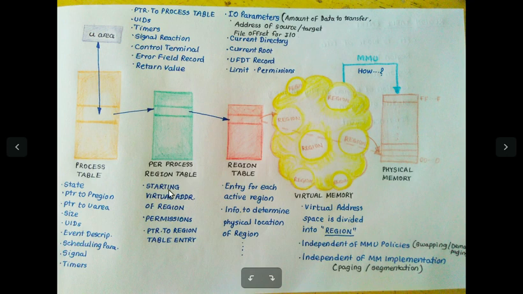So it contains the starting virtual address of the region, permissions for the region, and the pointer to the region table. Now we have a region table which is maintained by the kernel. This region table actually maintains the physical addresses of whatever virtual addresses we have. So there will be an entry for each active region in this region table, and it also holds the information to determine the physical location of the region.